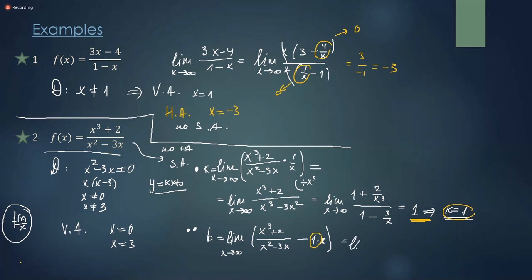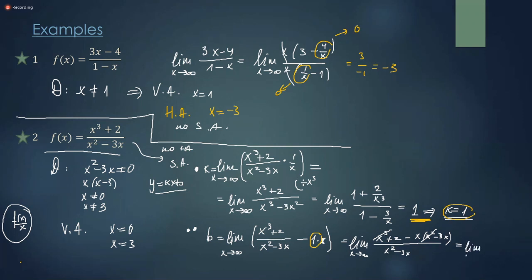So let's now bring these on the same denominator. So x squared minus 3x. We have x cubed plus 2 minus, now x, to bring on the same denominator, must be multiplied by this expression. So x times x squared minus 3x. We will see x cubed minus x cubed will disappear after opening the parentheses.